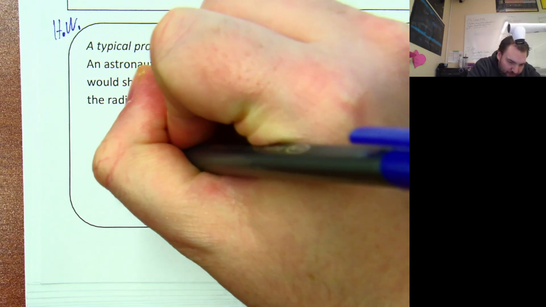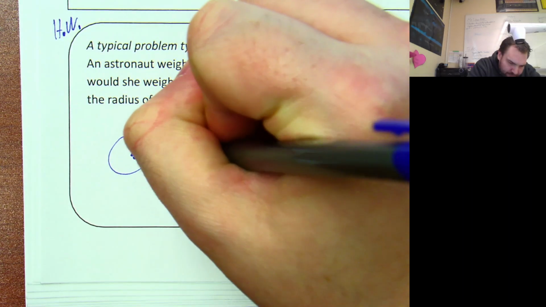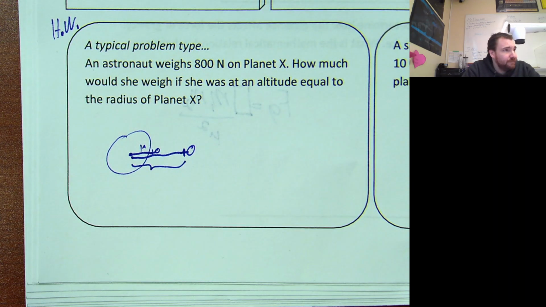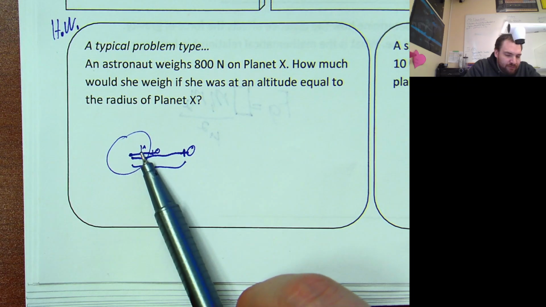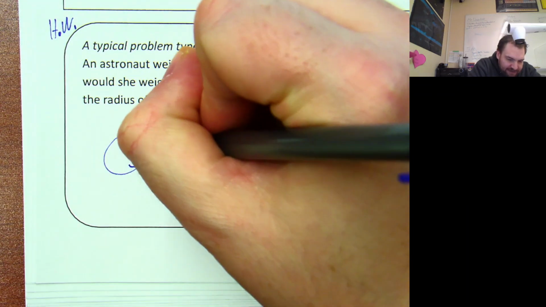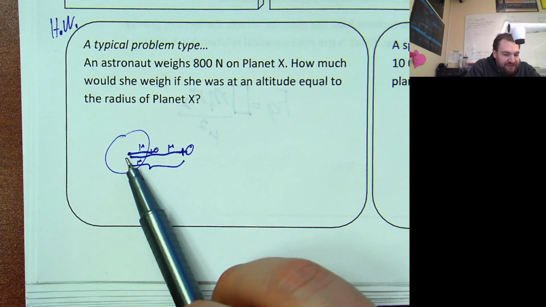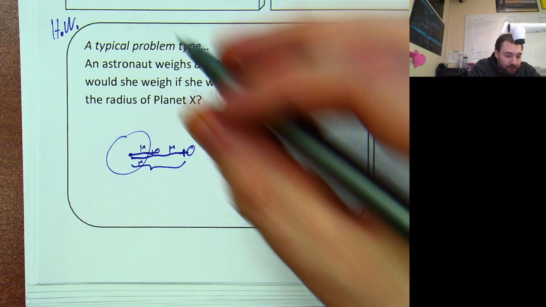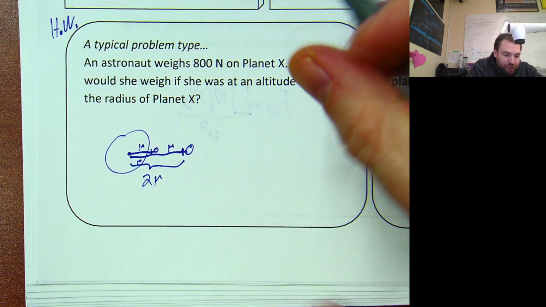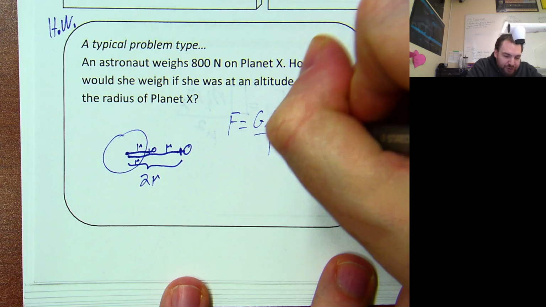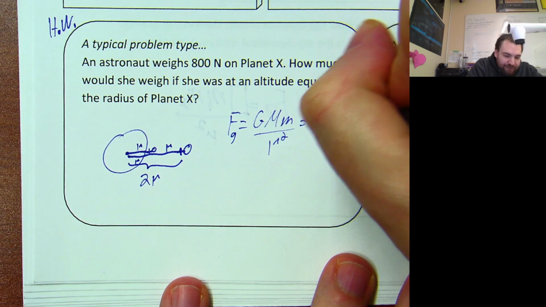So now we're going to take her and put her up here. Now this distance is what? If this was r, and the altitude is equal to the radius, we know that this is r and this is r. So this distance now from the center of the mass of the planet to the center of her is what? 2r. So we know that Fg equals GMm over r squared, and we know that this is equal to 800.